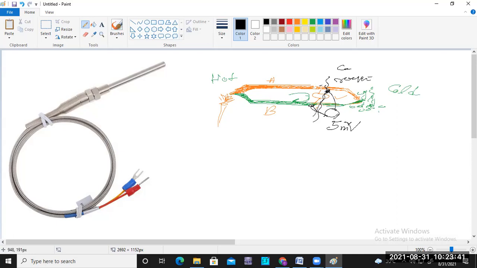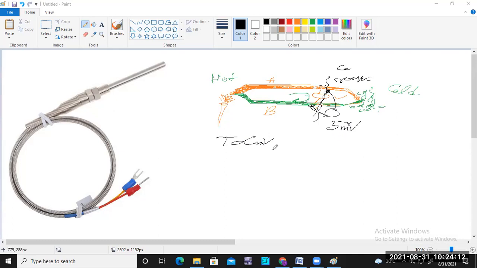This EMF is generally in the range of 5 millivolts. Very small, but this small voltage is quite enough to measure and detect. So this temperature is proportional to this millivolt. How much temperature you rise, that much voltage you get. But the max is 5 millivolts.